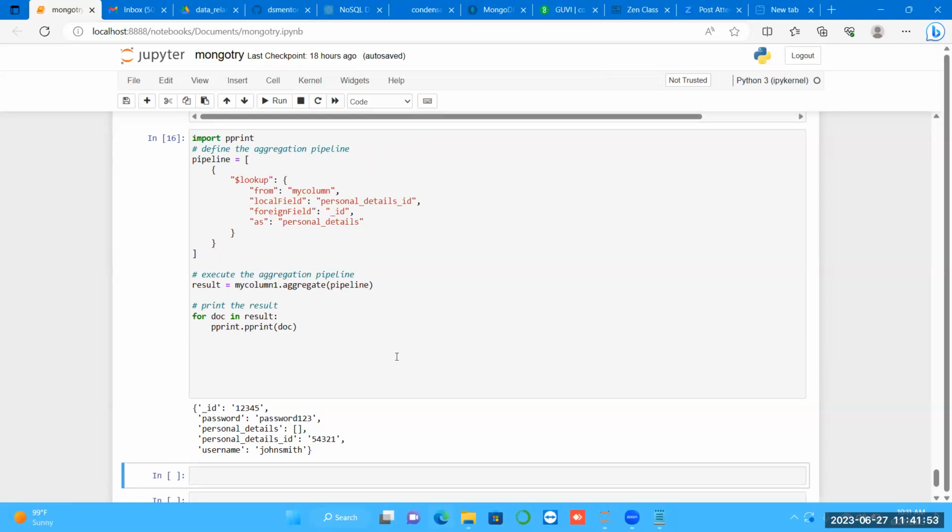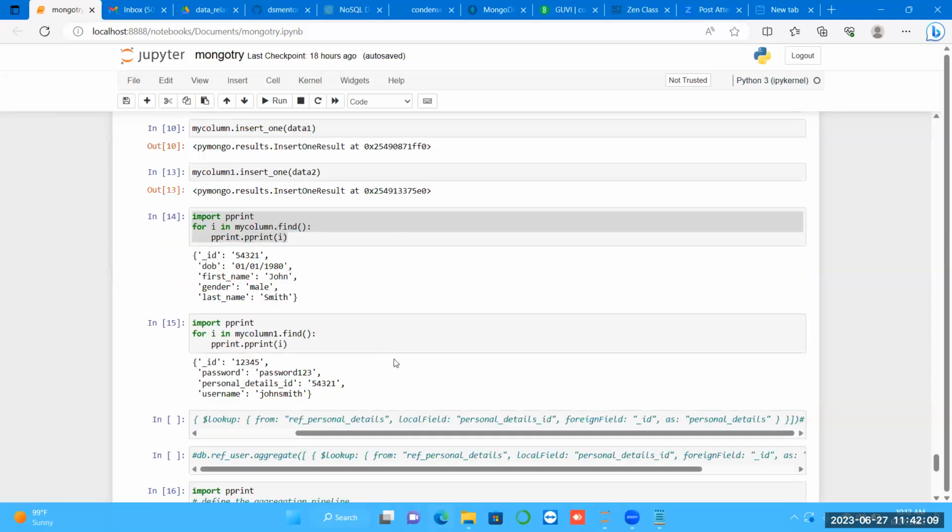Array of user, array of personal details. So personal details is in the from. Which table contains personal details, Divya, in your case? What is the name of that collection or table? My column. My column or my column 1? My column is the personal details: date of birth, gender, first name, last name.